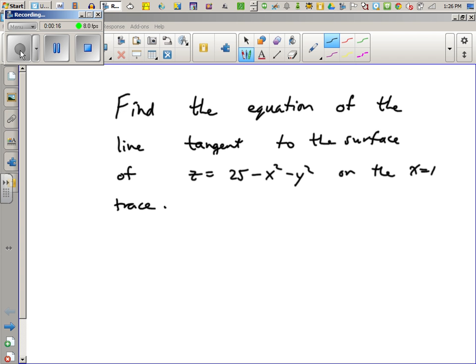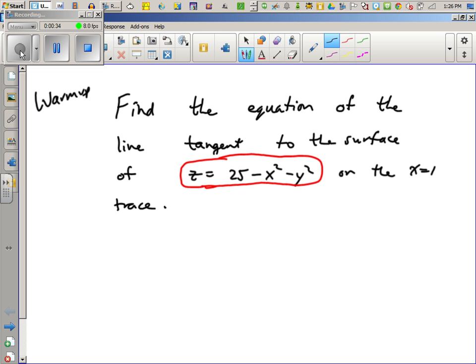First thing I'd like you to do is convert this equation to cylindrical for me. Convert this to cylindrical so you can understand this problem a little better. Do that. This is like a warm-up, just so you can understand it better and maybe even visualize the graph.